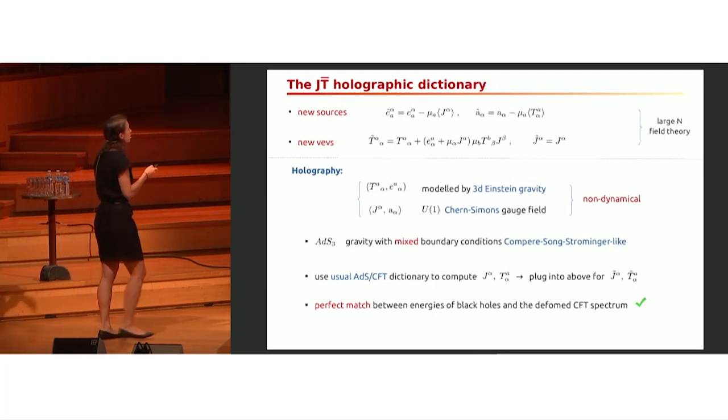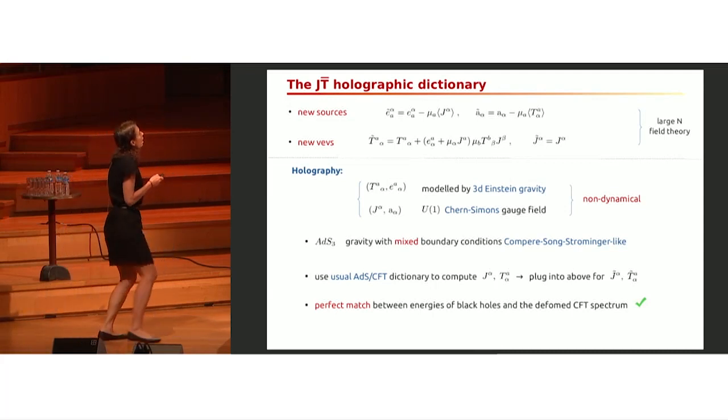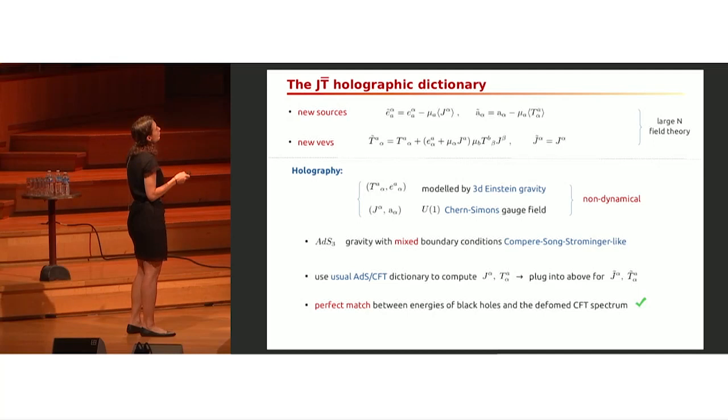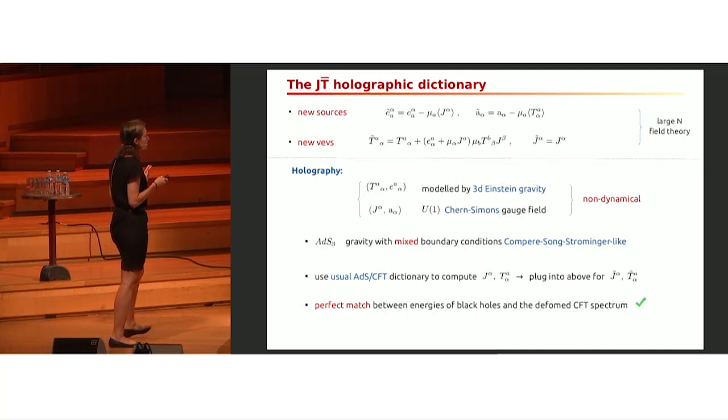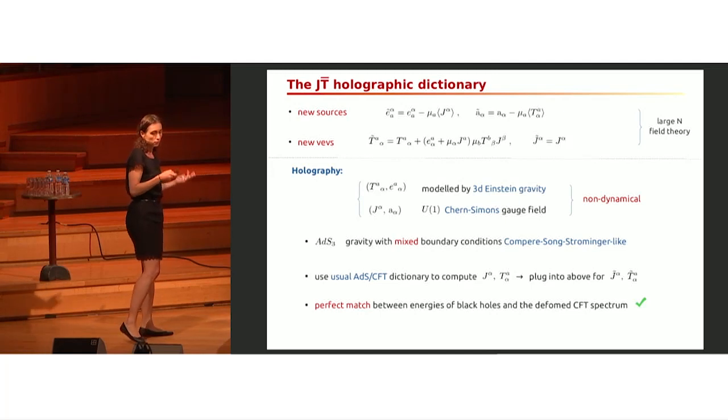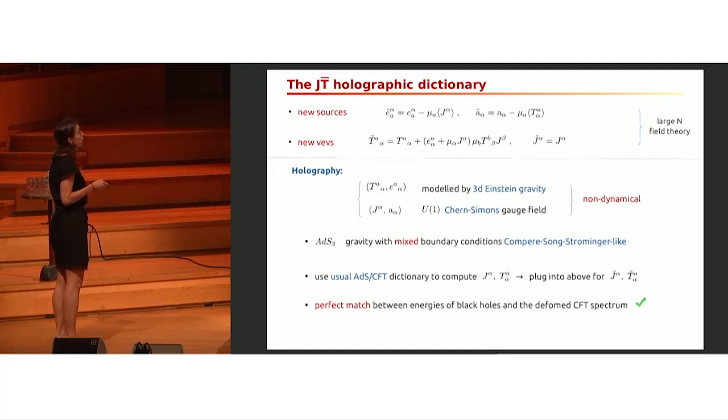Okay, so doing that exercise, this is what we find. The new sources are the old sources minus mu times the expectation value of the other operator, and these are the new VEVs. I should say, this was just a large field theory argument, basically equivalent to doing Hubbard-Stratonovich.